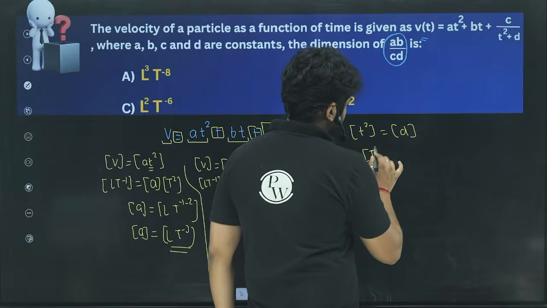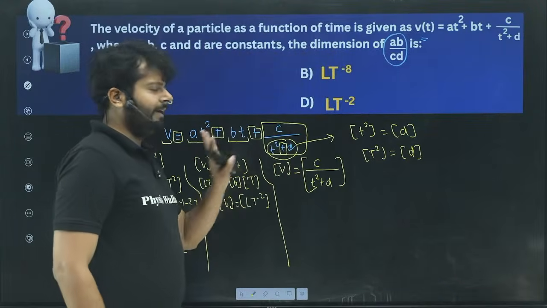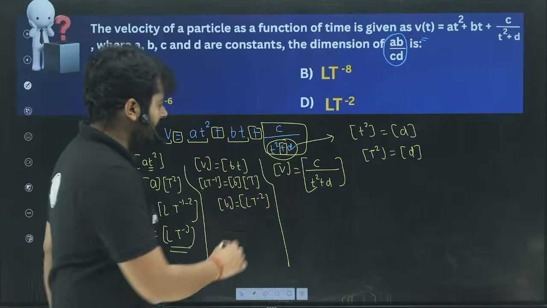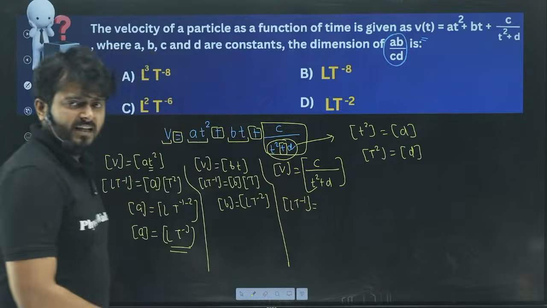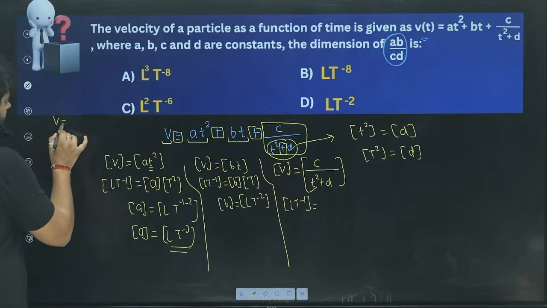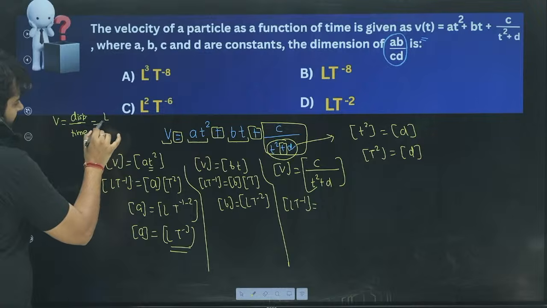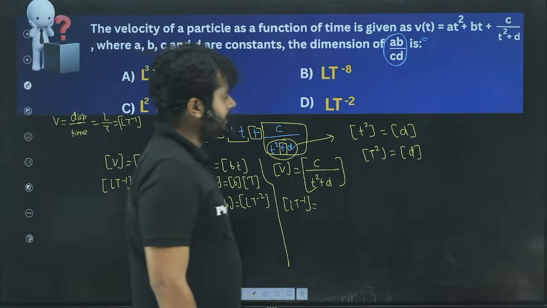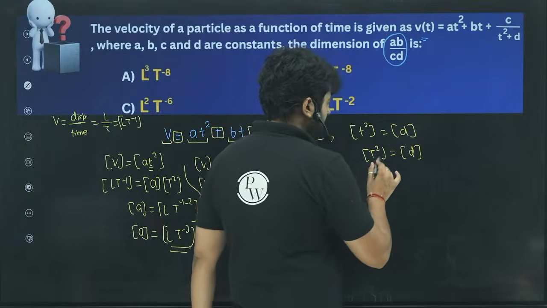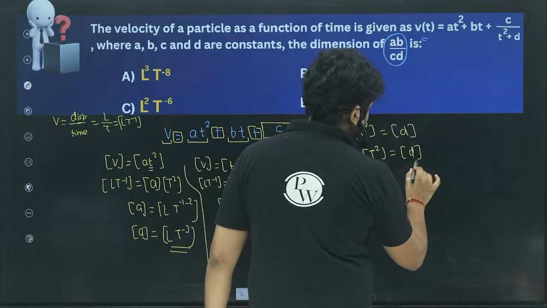T square. This is the dimensional formula for T square. And from here we can also calculate the dimensional formula for C. Why? Because velocity has dimensional formula LT minus 1. For those kids who don't know, velocity is displacement upon time. Displacement is L, time is T, so velocity is LT minus 1. So yeah, for T square, it is D. So clearly, the dimensional formula for D is T square.